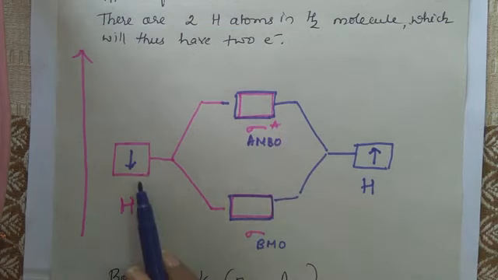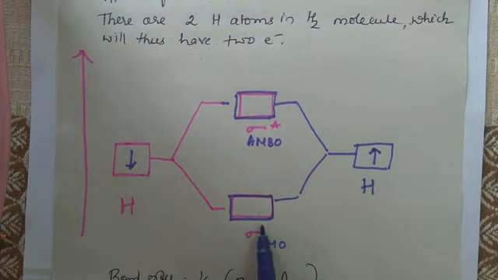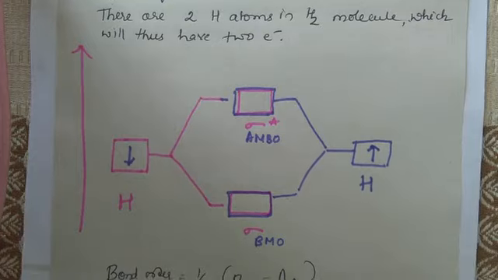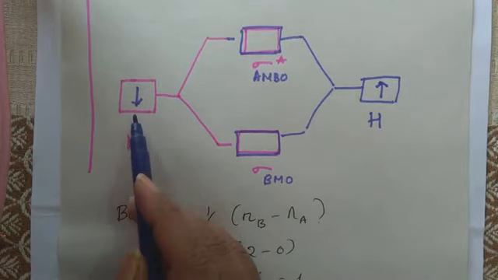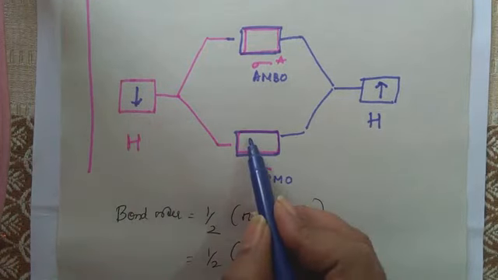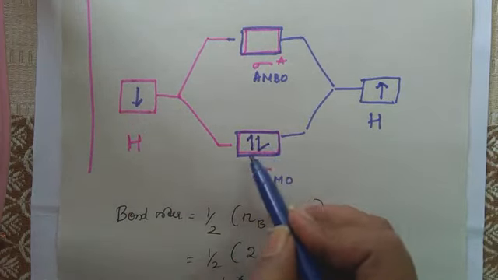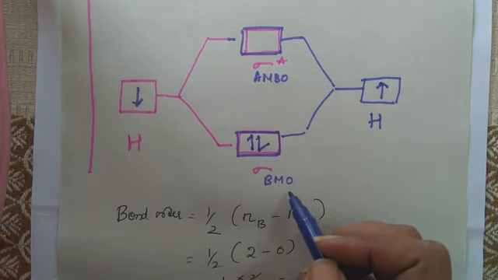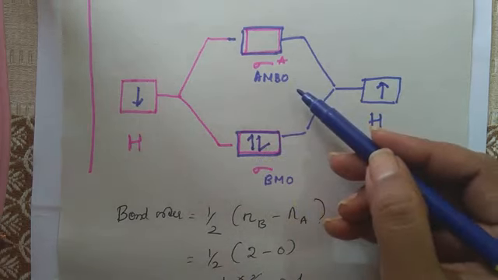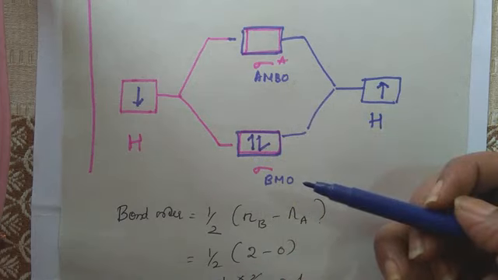So what happens? Electrons are placed in the molecular orbitals based on Hund's rule. So where will the electron go? It will go to that molecular orbital having less energy. So BMO is having less energy. Therefore, this electron will come to BMO first, and then this electron will come here. So you have 2 electrons in the bonding molecular orbital and no electrons in the anti-bonding molecular orbital.